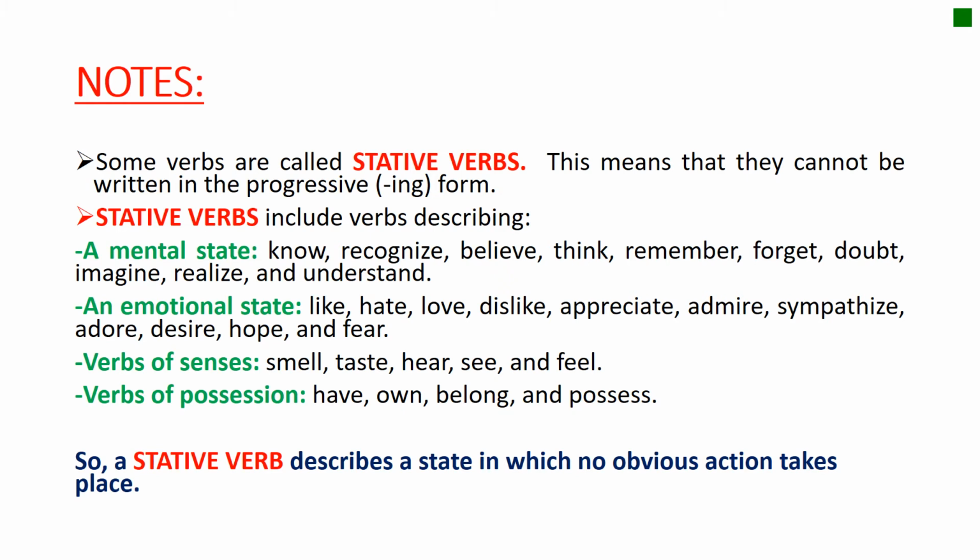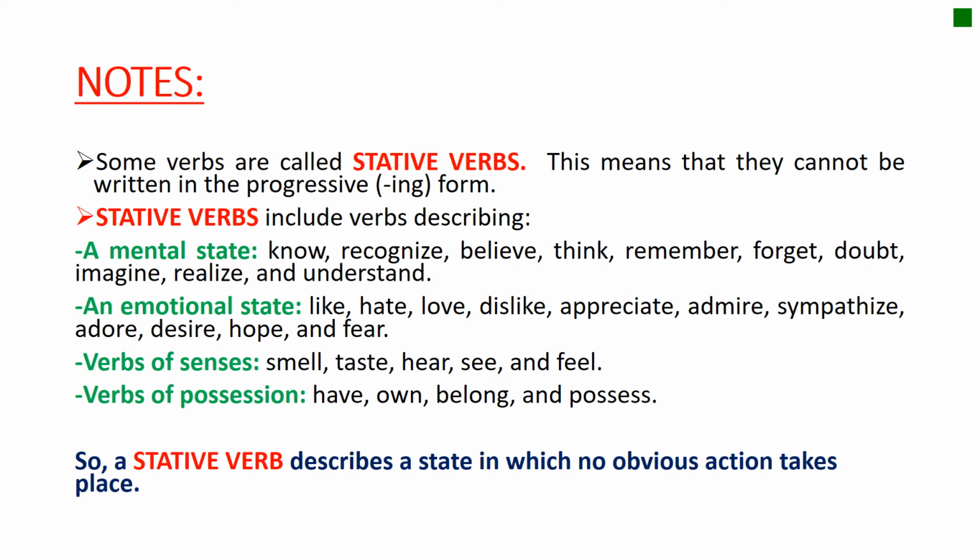Verbs of possession. Possession means owning. I have. I cannot say I am having 2 children. That would mean something totally different. I have 2 children. Those are mine. I own a black car. This book belongs to Samir. I possess a beautiful phone. Okay, verbs of possession. So verbs that cannot generally be put in the ing form are called stative verbs, which include a mental state, an emotional state, verbs of the senses, and verbs of possession.